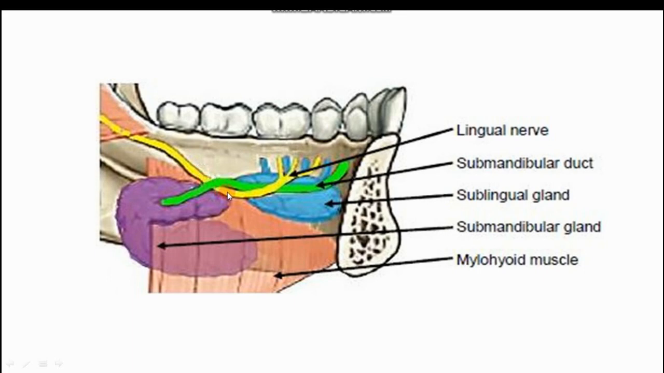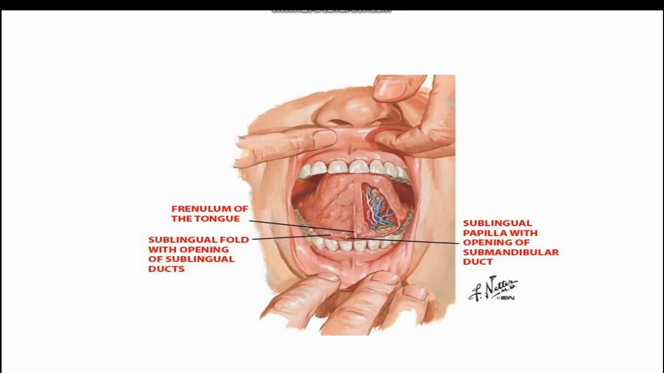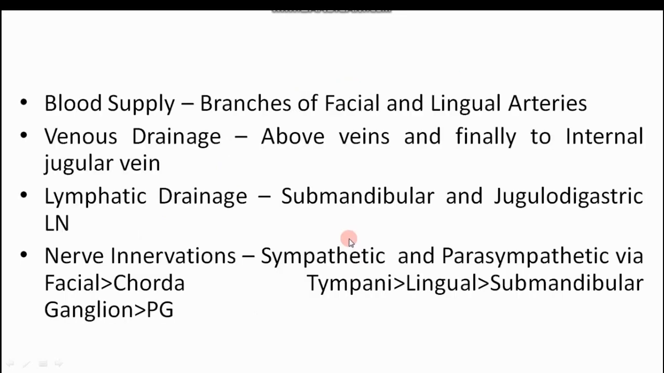Now you can see it moves over the submandibular duct, and again it turns and ascends medially. So it is winding around. Here we can see the sublingual papilla. This is the sublingual papilla, where the submandibular duct opens in the floor of the mouth.